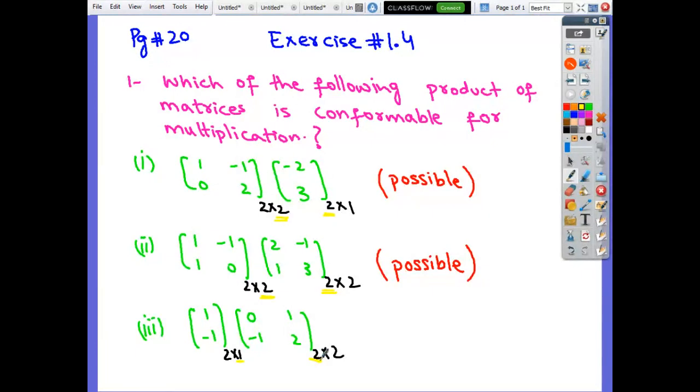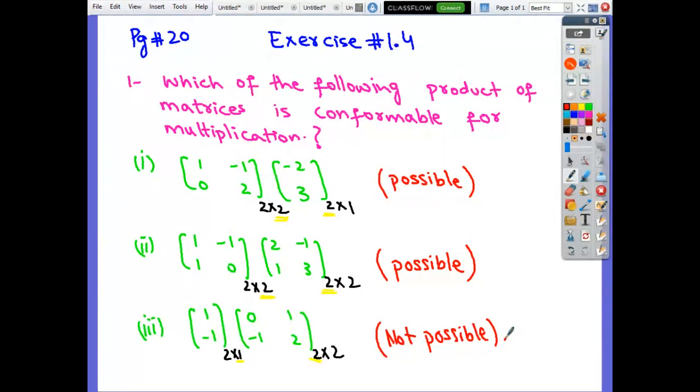That is, the column of the first matrix is not equal to the rows of the second matrix. Therefore, the product of such matrices is not possible. In the third example, the product is not possible because the column of the first matrix is not equal to the rows of the second matrix. Similarly, you see part number 4 and part number 5 and write them by yourself.